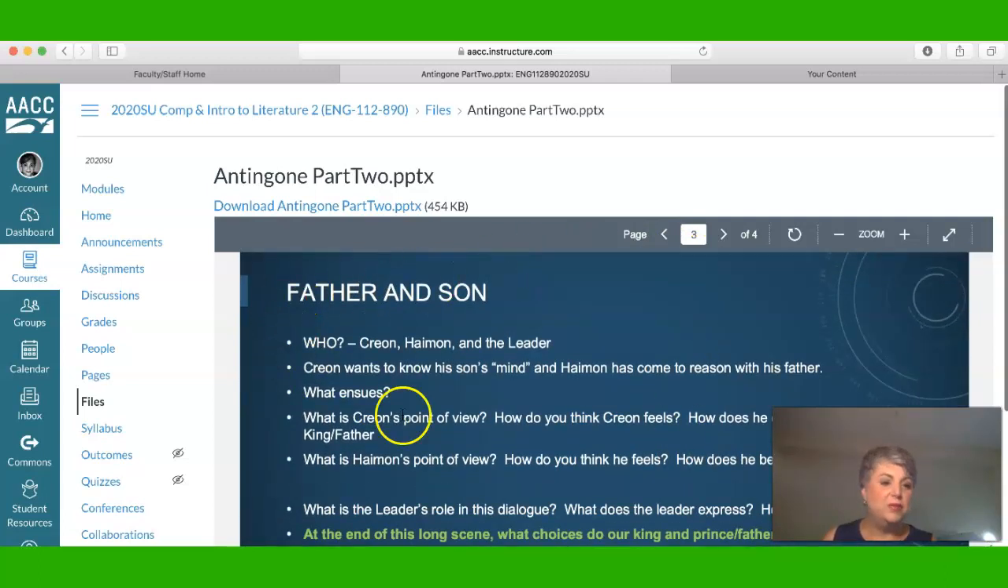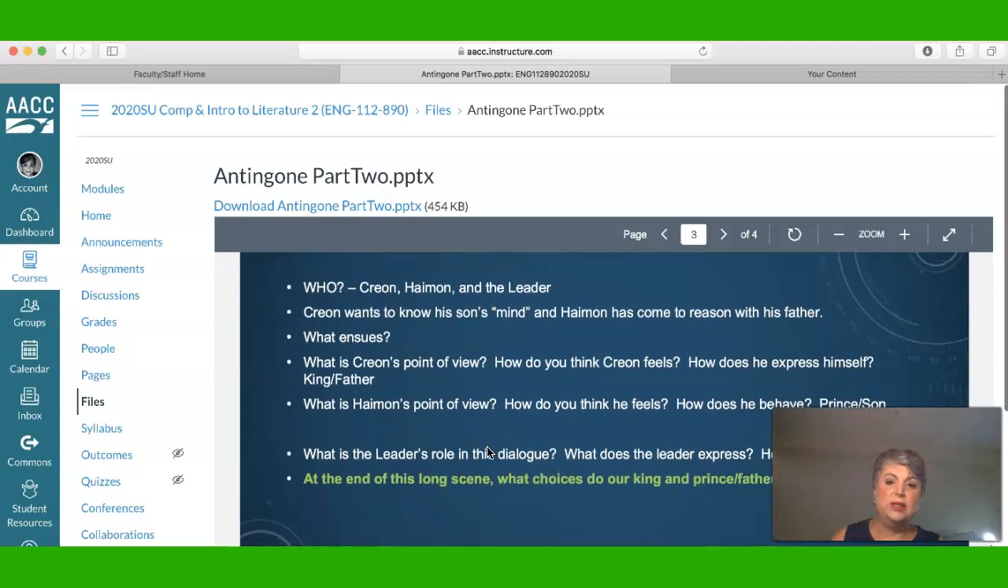Okay, so this is kind of a big hint here, right? Father and son, Creon and Haman, okay? And these are just some bullet points. There's a big scene where Haman confronts his father, right? And Creon wants to know his son's mind. Haman has come to reason with his father, right? This is a tremendous scene.